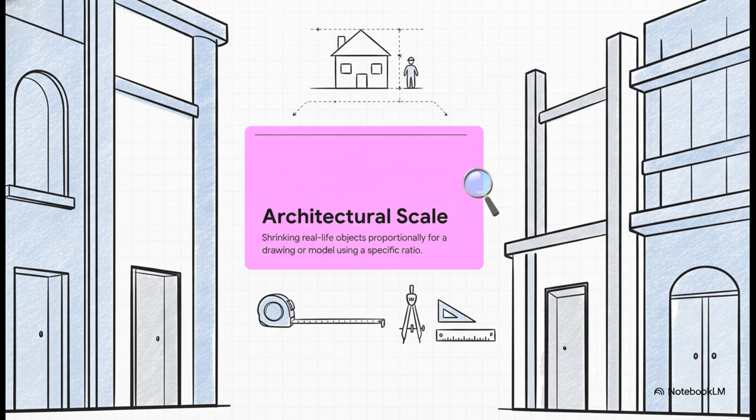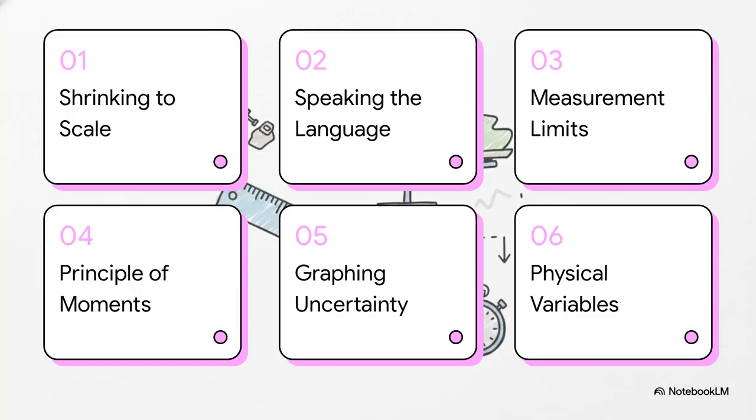Essentially, this is the process of shrinking real-life objects proportionally for a drawing or a model, using a very specific ratio. This isn't just about making a pretty picture. It's absolutely crucial for making a document that builders can actually use to construct designs accurately. By reducing reality down to these exact proportional ratios, architects ensure that every doorway, every window, and every single beam is perfectly represented. Here is our quick roadmap for the explainer.